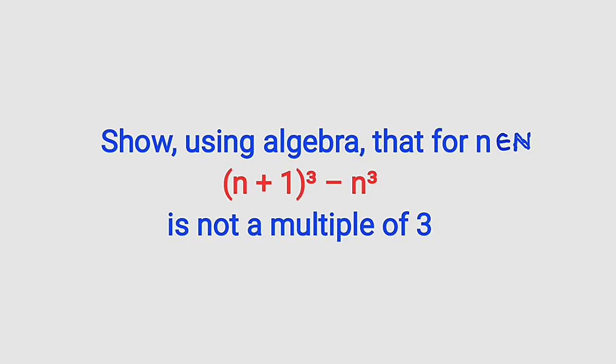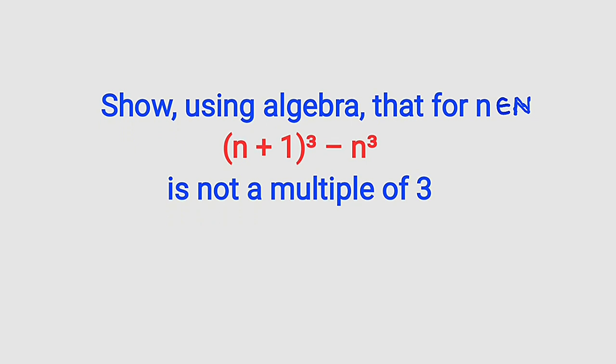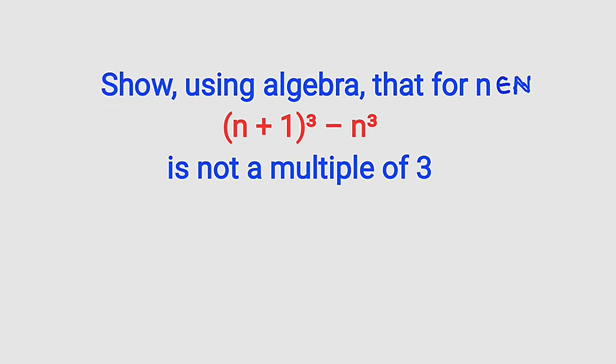Let's find a solution to this interesting question. We're asked to show using algebra that for every n in the set of natural numbers, (n+1)^3 minus n^3 is not a multiple of 3. If this is a multiple of 3, it must be divisible by 3, right? So now let us expand it.